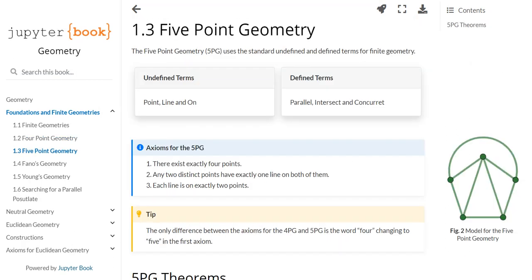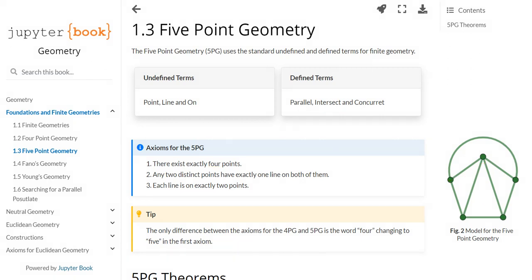The 5-point geometry is very similar, has the same undefined terms, defined terms. The axioms are almost identical, except, oh wait, I'll have to change this in the notes. This word is supposed to be 5. There exist exactly 5 points. And you can see them over here. Any 2 distinct points have a line on them, so the line actually connecting these 2 is this arc around the outside.